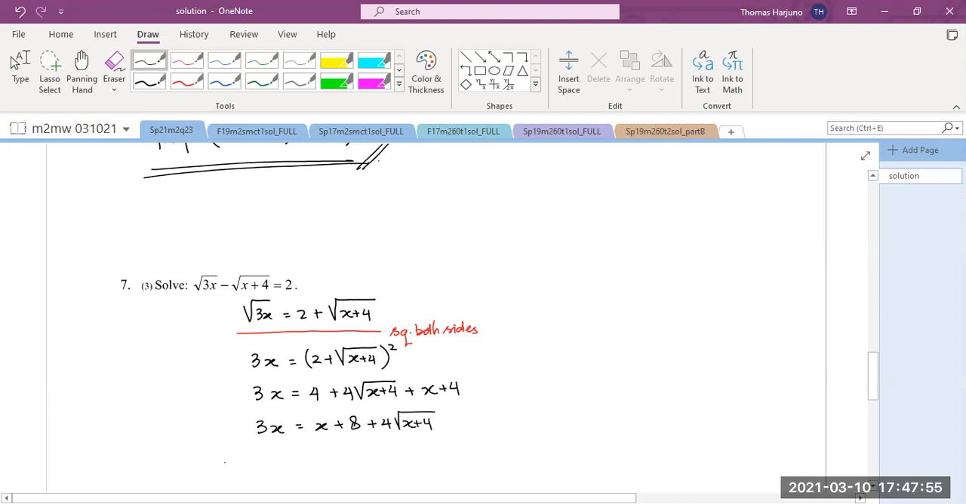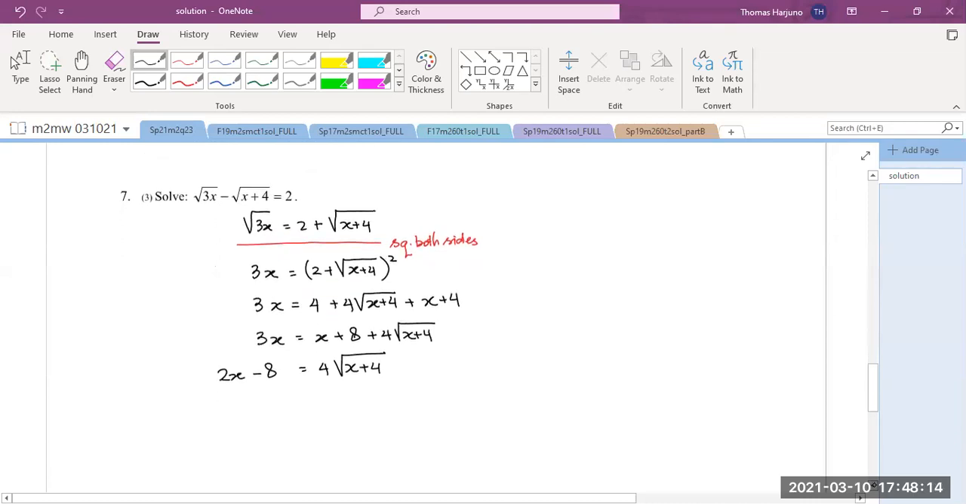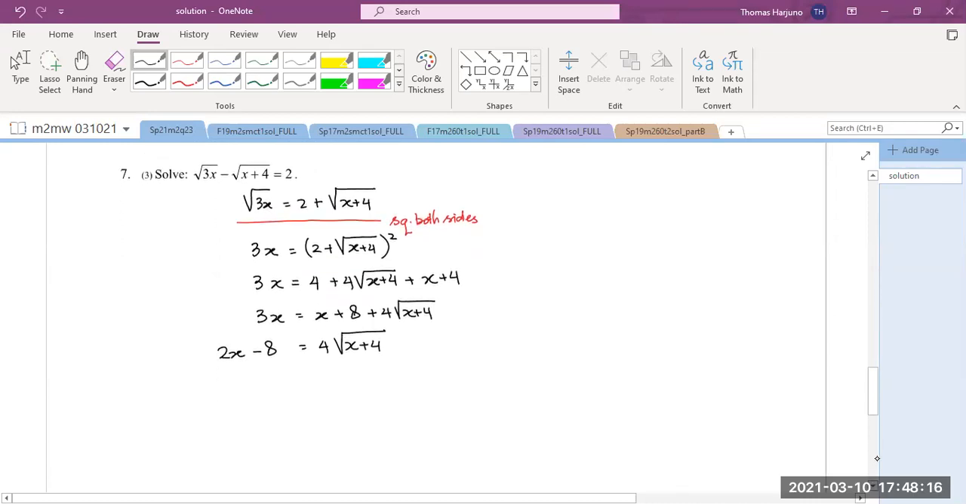Subtract x, it's 2x. Subtract 8, so 2x minus 8 equals 4 square root of x plus 4. Now you can divide by 4 here. You can also square both sides right away, which I plan to do. But if you think about it, you can at least reduce by 2 and then square both sides. I will just square both sides, but expect that the numbers I get may be greater than they should be. But we can reduce that.